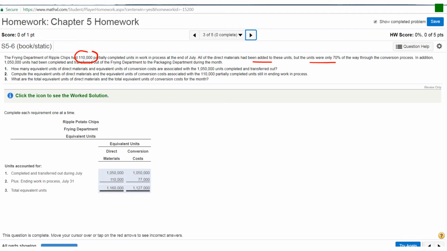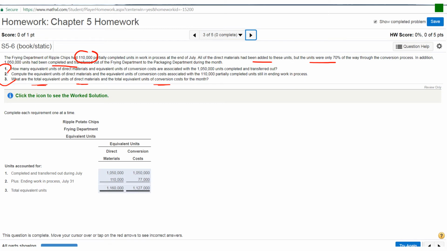process. In addition, 1,050,000 units had been completed and transferred out from the frying department to the packaging department during the month. So you've got 3 parts to this problem. Number 1 says how many equivalent units of direct materials and equivalent units of conversion cost are associated with the 1,050,000 units that were completed and transferred out. Part 2 says compute the equivalent units of direct material and equivalent units of conversion associated with the 110,000 units that were partially completed. And the last question says, what are the total equivalent units of direct materials and, of course, for conversion?